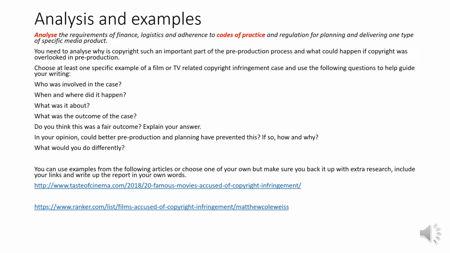So the first one, who was actually involved in the case? When and where did it happen? What was it all about? What was the outcome of the case? Do you think it was a fair outcome? And I need you to explain your answer to that. And in your opinion, could better pre-production and planning have prevented this? If so, how and why? What would you do differently?